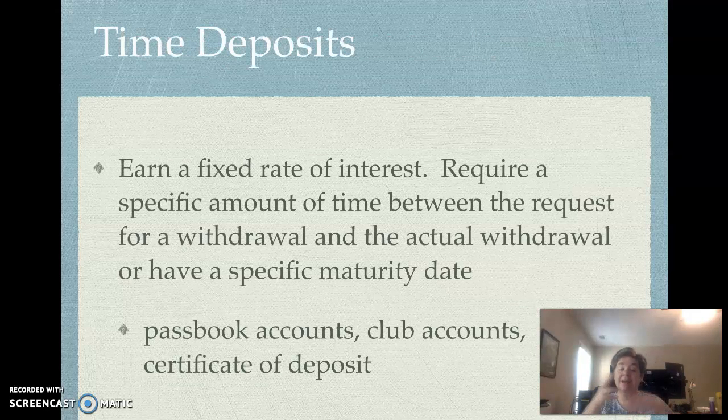Okay, the second type of savings instrument that we need to talk about is a time deposit. These earn a fixed rate of interest, which is usually much better than a savings account, but they require a specific amount of time between when you deposit the money and when you can take it out. Or they may even go so far as to have a specific maturity date. You cannot touch this money until this day. Okay, and there's three different types of these that we're going to talk about. So our outline gets more detailed here: the passbook account, the club account, and the certificate of deposit.